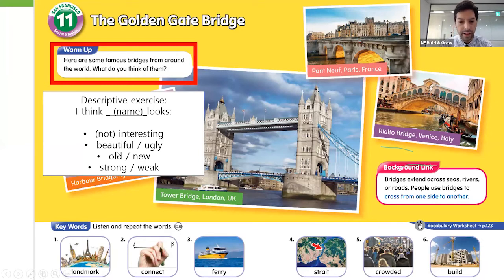Alejandro. So Alejandro, hello. Hello, how are you? I'm fine, thank you. So Alejandro, can you please give me an example sentence, choosing one of the bridges and tell me how you think it looks? Okay, I think the Rialto Bridge in Venice, Italy, looks very old and romantic.